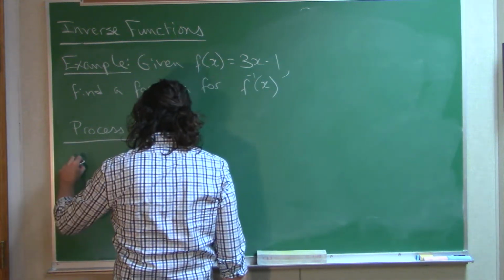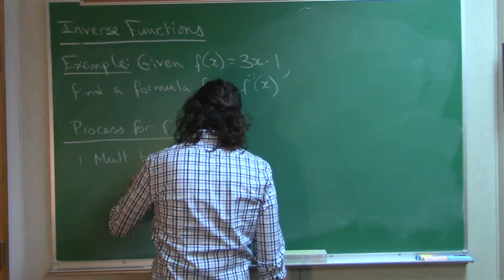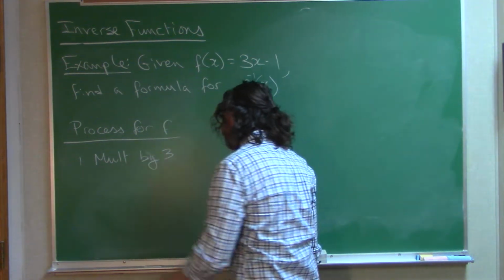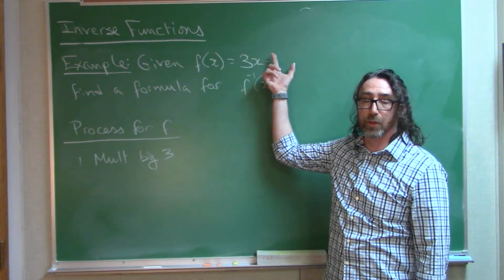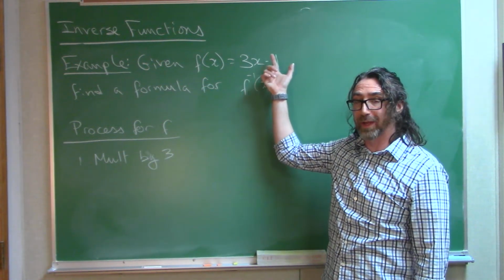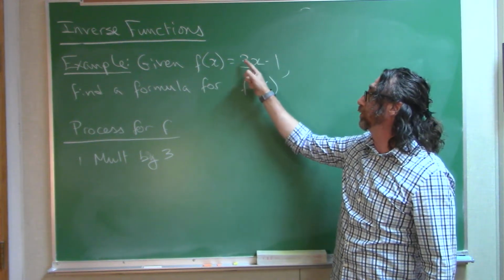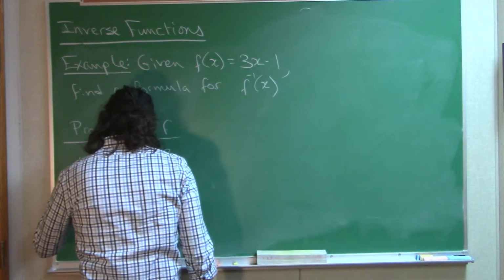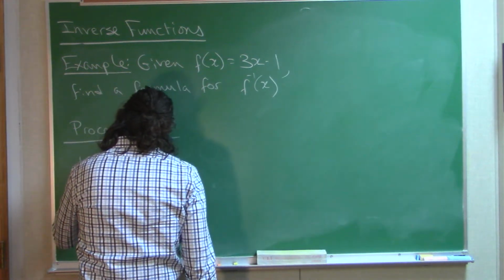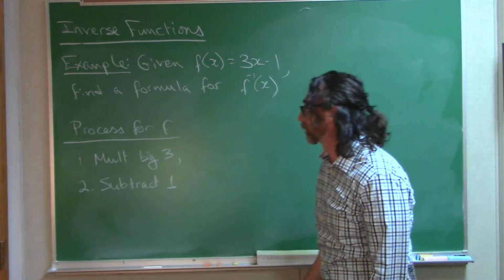So the process for f is we multiply by 3, right? Remember our function notation. This expression over here is a rule telling us how to compute the output. So this rule says whatever input you're given, you multiply it by 3, and then the second thing you do is subtract 1.